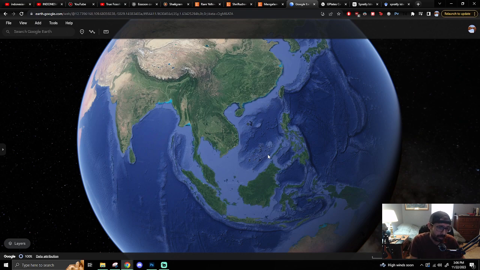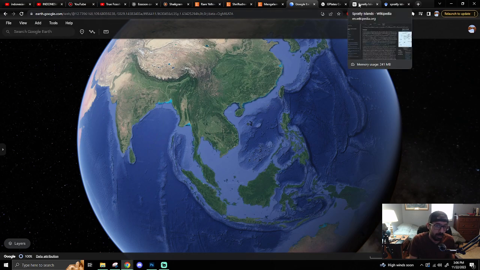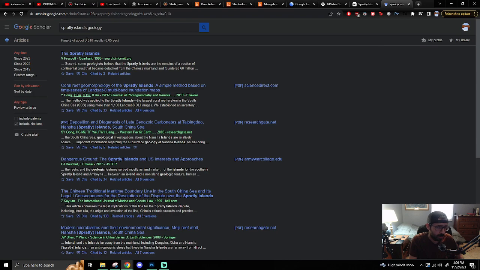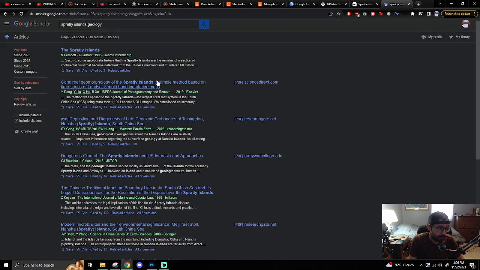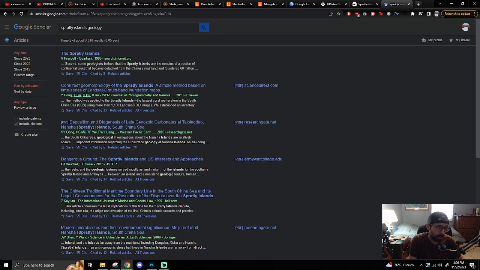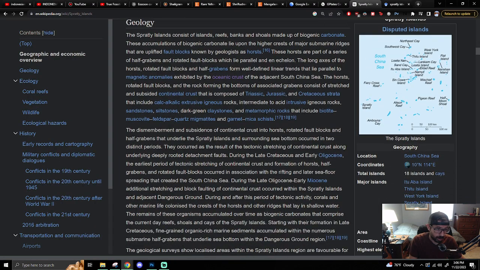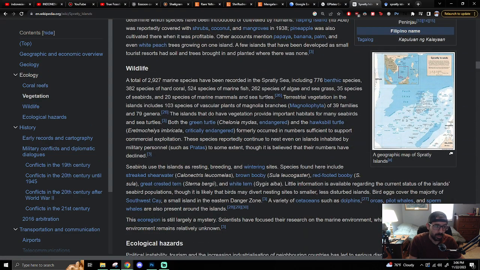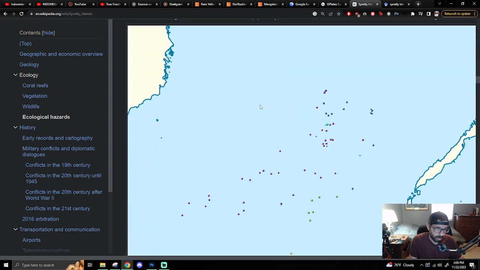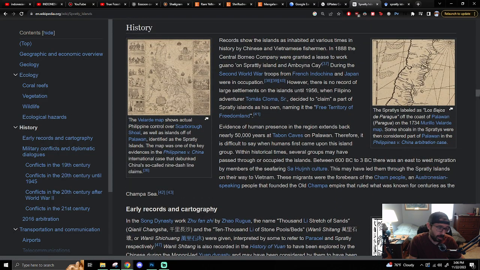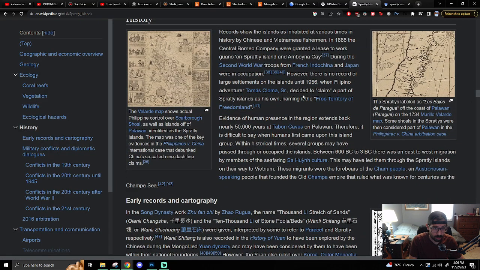So with those concepts in mind, I just checked out the Spratly Islands, and this is what I found. Did a quick search on Google Scholar. Part of the issue is I'm not sure what the terrain is called, not the islands themselves, but the crust around it. But most of the information I found was from Wikipedia, which is fine as a starting point, so we're going to start there.